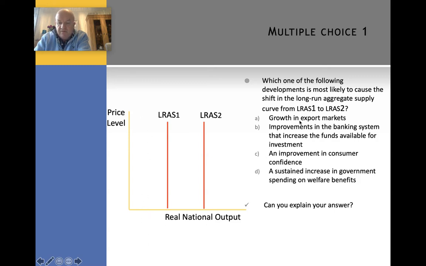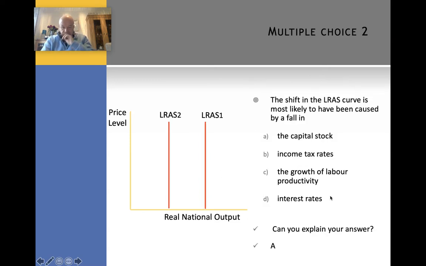If we're talking about improvements in the banking system, that will increase the funds available for investment. Well, clearly, if we've got more investment available to businesses, then that is likely to mean that they are going to have more investment, and that should then improve the overall aggregate supply. So in this case, the answer would be B.